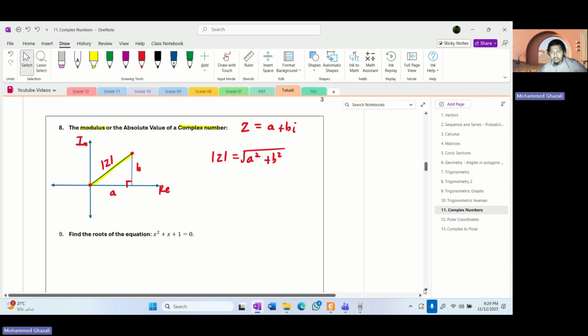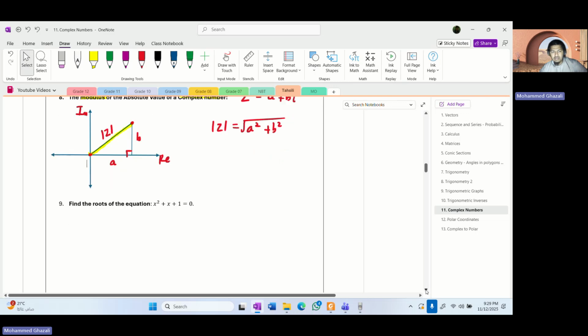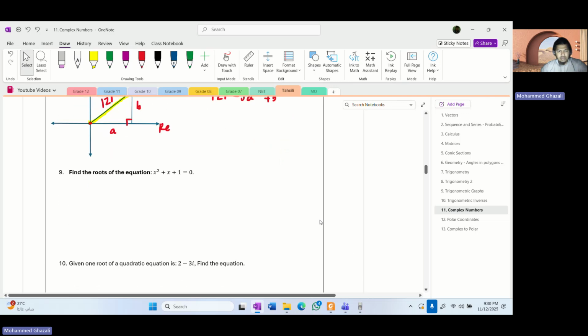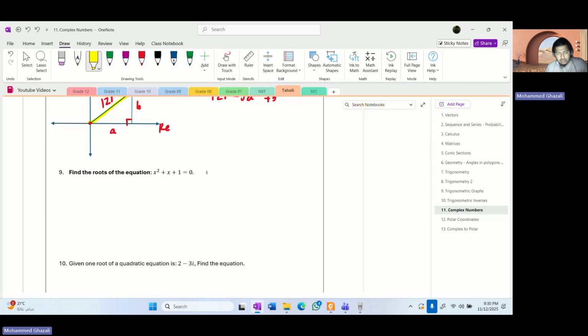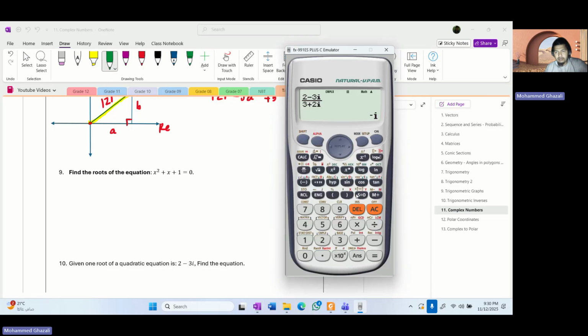Now, moving on to the next concept, not really a concept, solving the equation. Let's find the roots of this equation. In order to find the roots of this equation, we need to use the quadratic formula because we can't clearly factorize this. But if you use your equation solver mode, go to 5 and option 3, you can see A, B, C values. A is 1, B is 1, and C is 1. If I solve this, see what answer I'm getting. Negative half plus root 3 over 2 i and negative root 3 over 2 i.